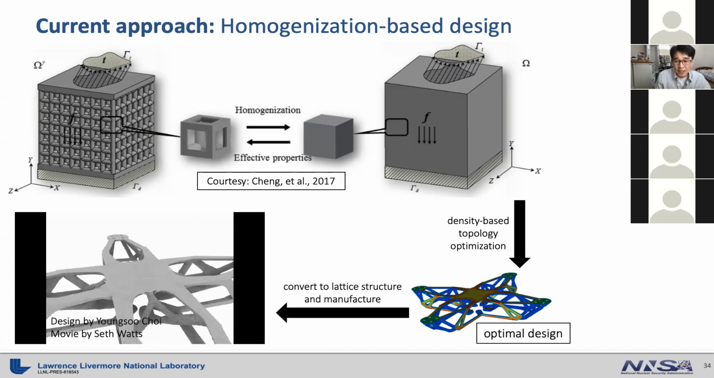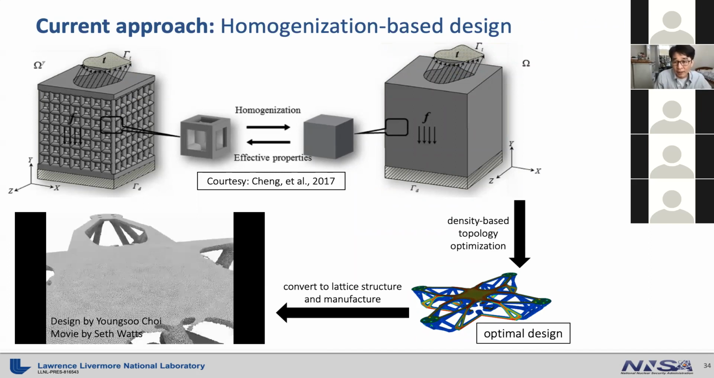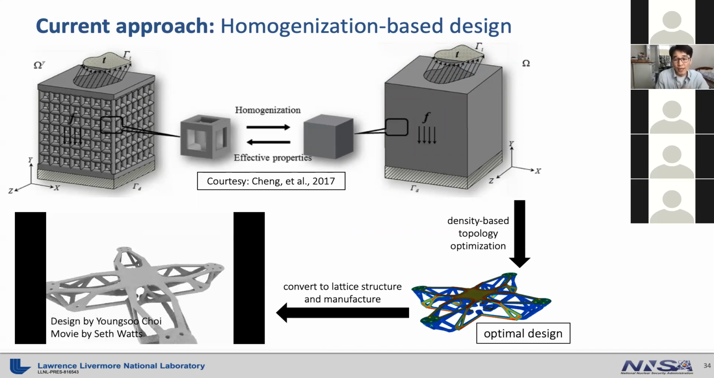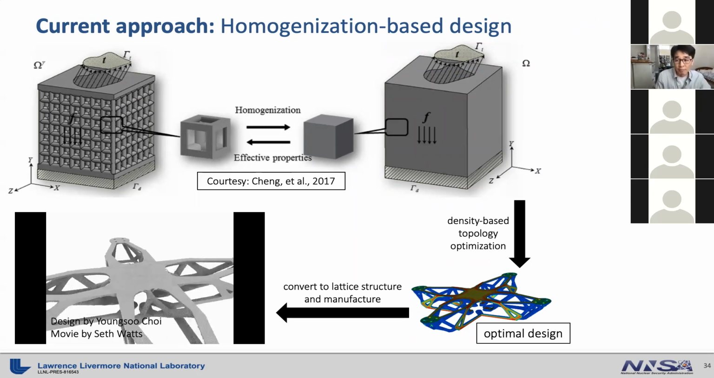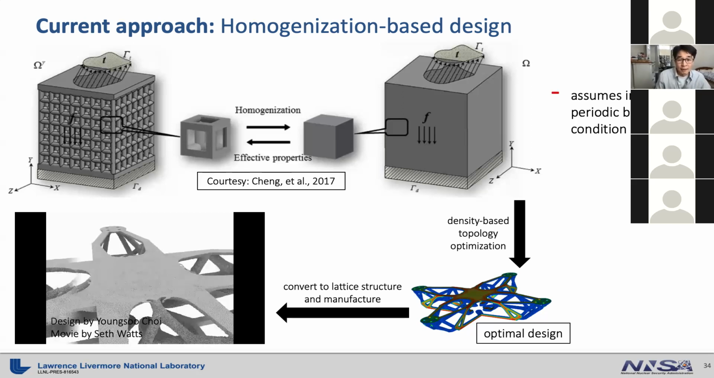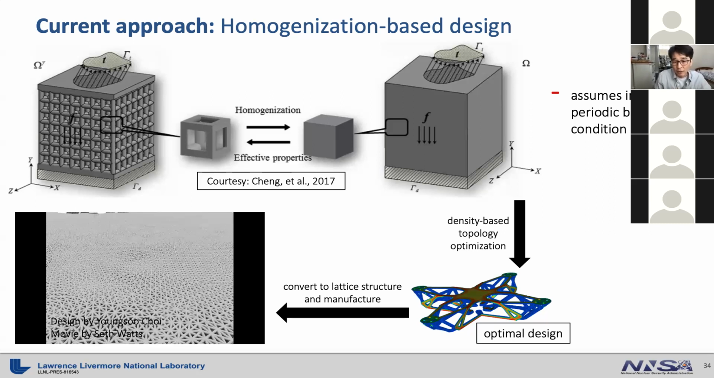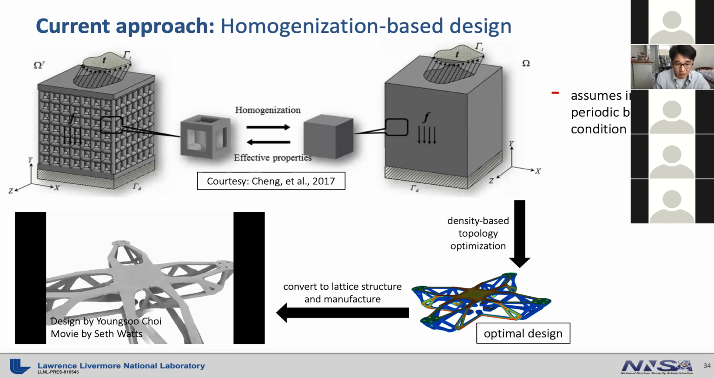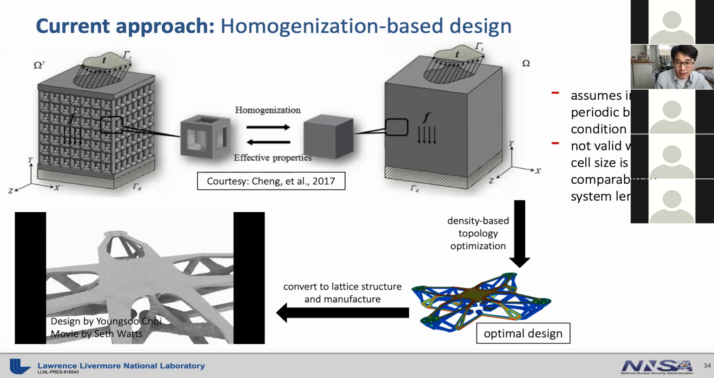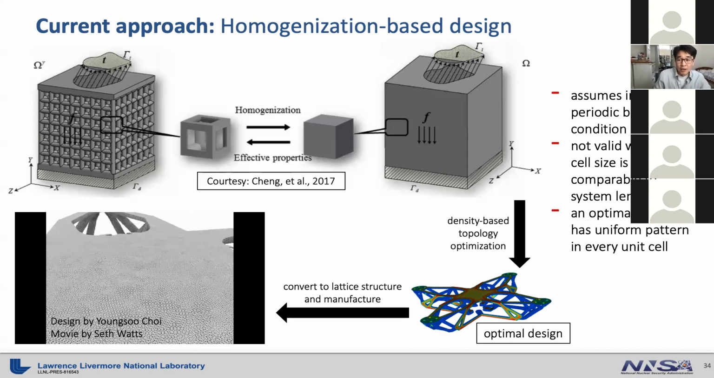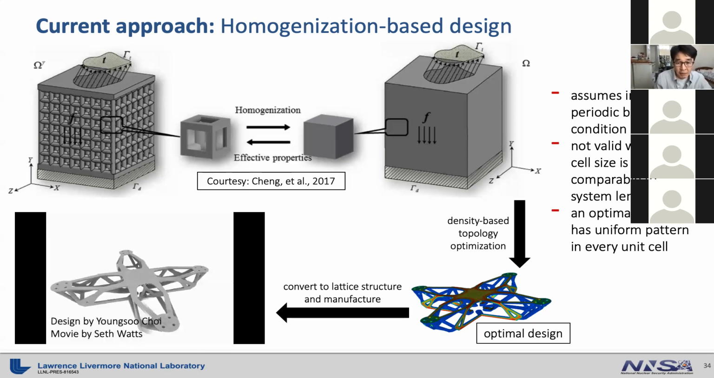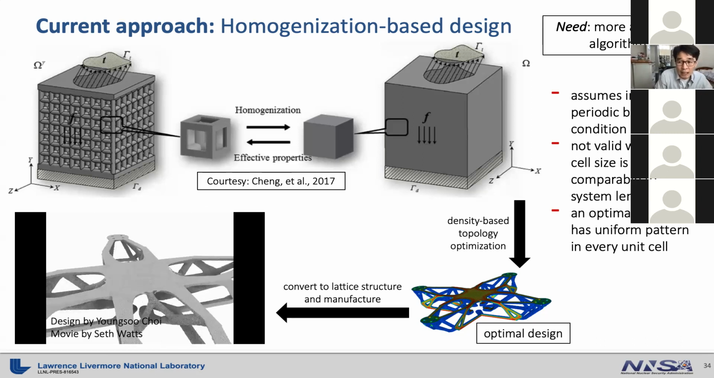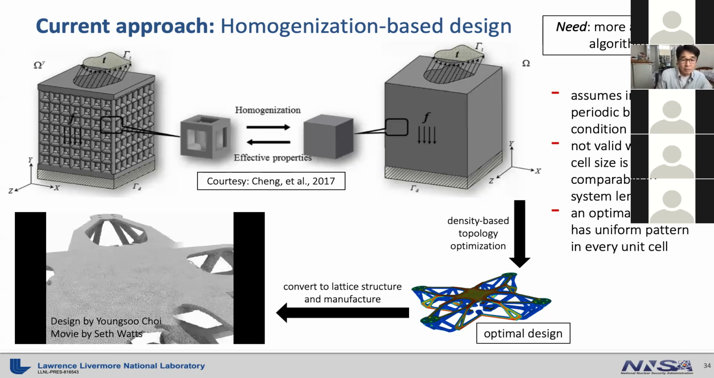For example, homogenization-based design, where you homogenize a given unit cell and fill the computational domain with the homogenized unit cell. Then you solve a continuum topology optimization with each unit cell being represented by a finite element. However, the problem with this method is, first, it assumes infinite periodic boundary conditions, so it is very inaccurate on the external surface. Second, the model is not valid when the unit cell size is comparable to the system length scale. Third, the optimal design has a uniform pattern space-filling structure, which is bad for the design of functionally graded materials. Therefore, we need much more accurate algorithms than the homogenization-based method.